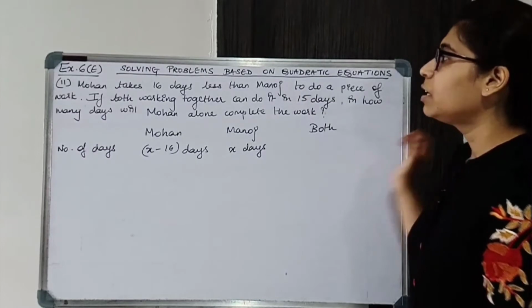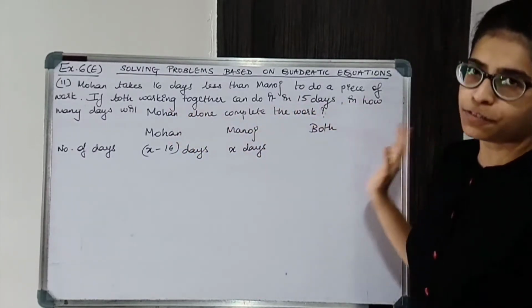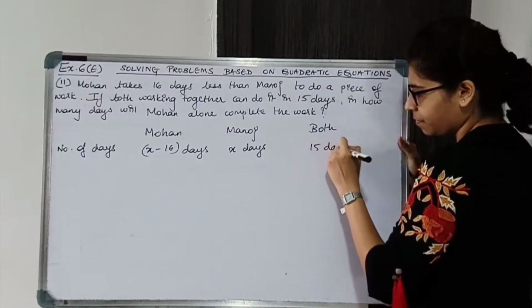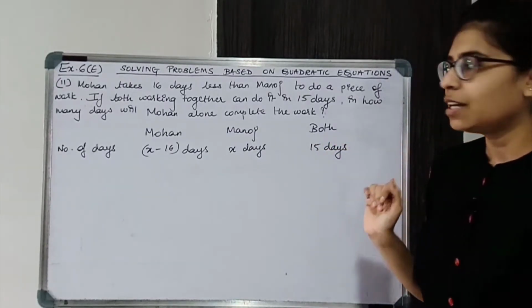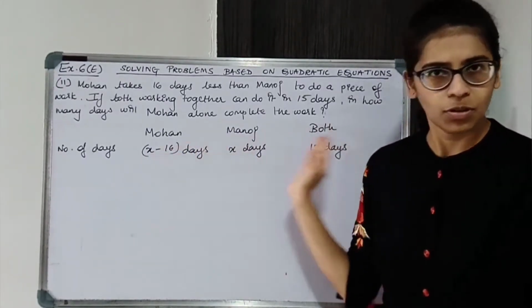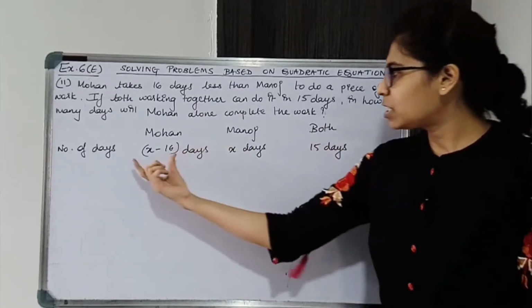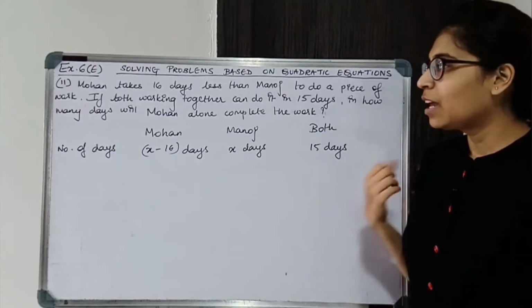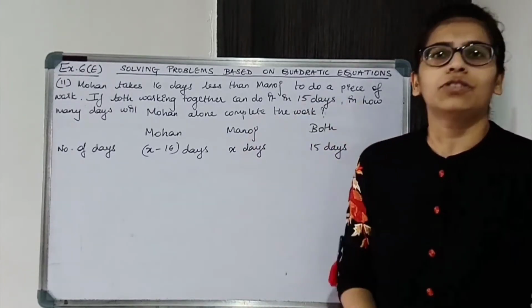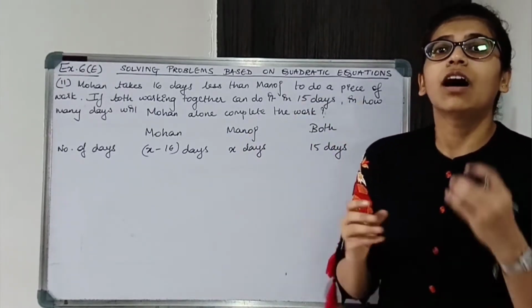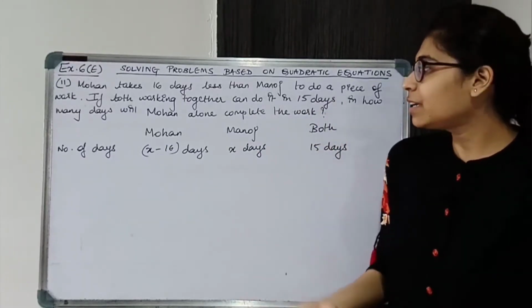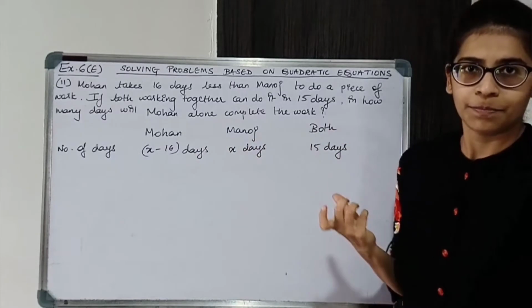Now if both work together, it takes 15 days. Now this is not going to give you a quadratic equation. You cannot say this plus this is equal to 15. No, it's wrong. Now what will we consider for this? We'll consider the amount of work done, the rate of work done by each person.